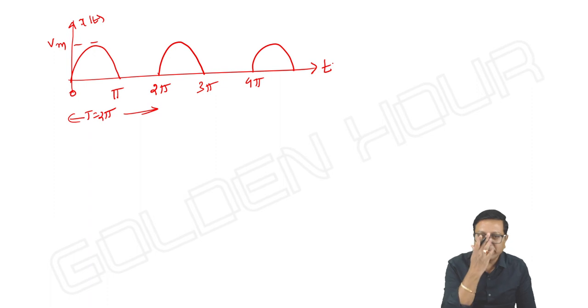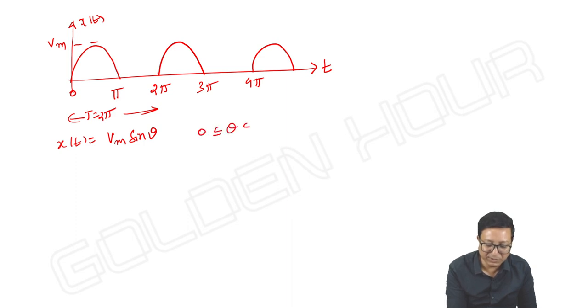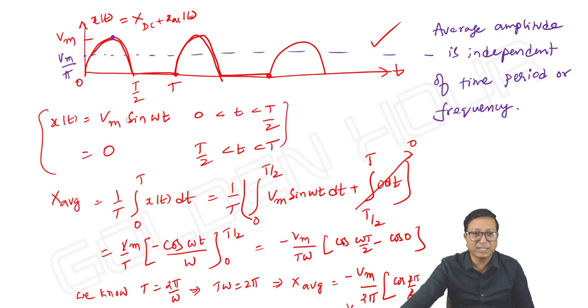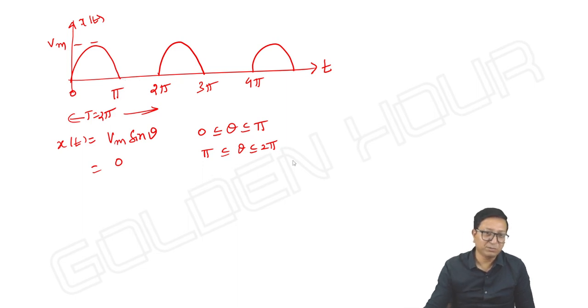Then how do we write it here? Once it is written as pi, 2 pi, etc., we write x of t equal to Vm sin theta over the limits 0 to pi, and it is equal to 0 over the limits pi to 2 pi. Even this way we can write. Instead of writing T by 2 and T, we can write theta, where the limits are 0 to pi during the first half cycle, and during the next half cycle pi to 2 pi.